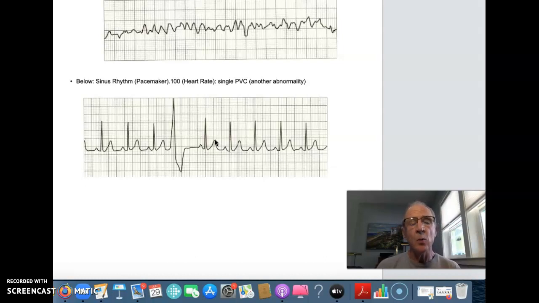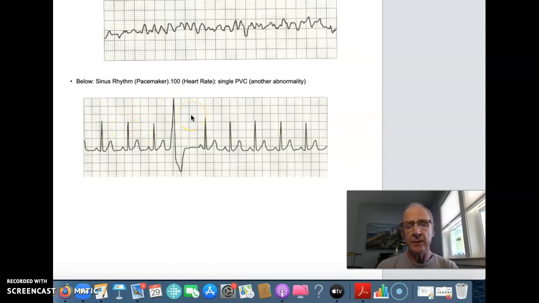Number one, what is the dominant pacemaker? If we look, we find a P wave, P wave, P wave. So we know this is a sinus rhythm. Next step, what's the heart rate? Heart rate is approximately 100 beats per minute. If you divide the small boxes into 1500, I think it really comes out to be 90, but 100 is close enough.